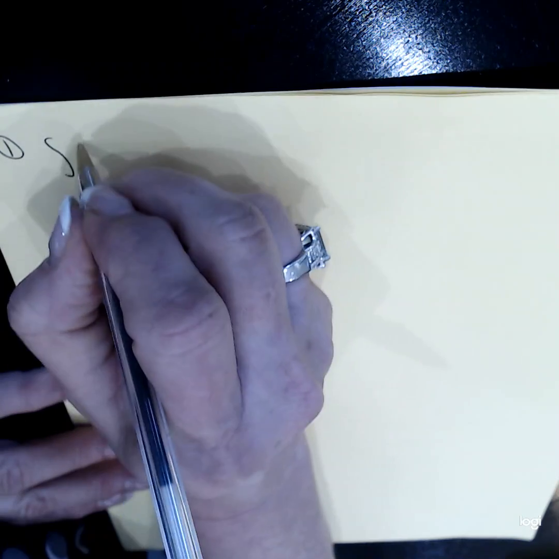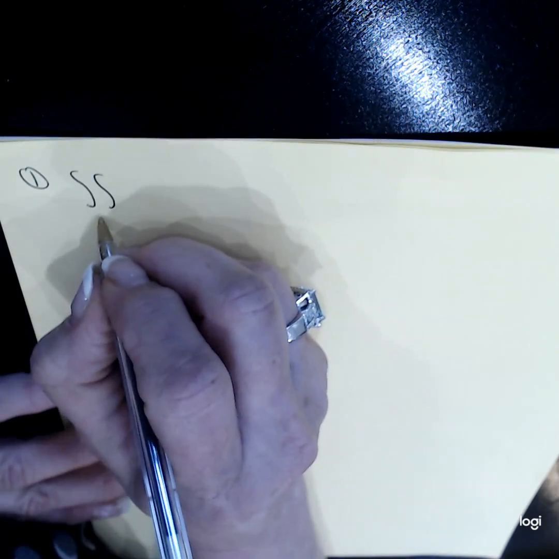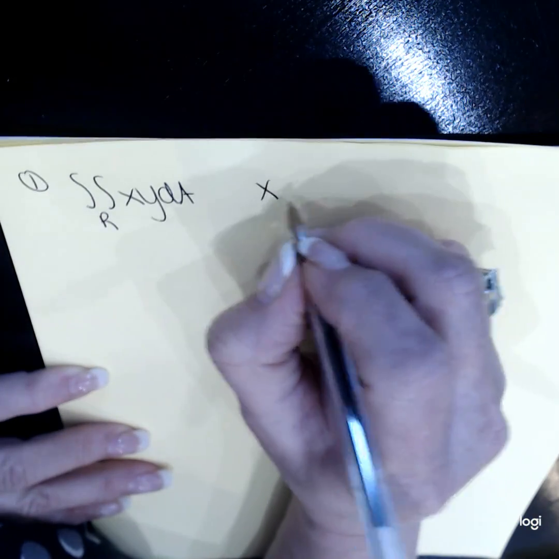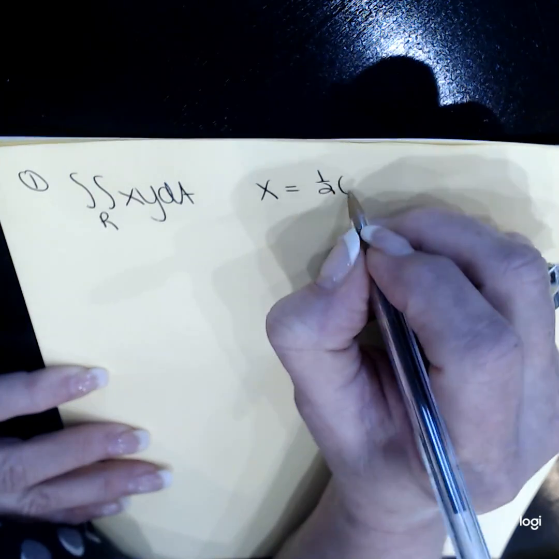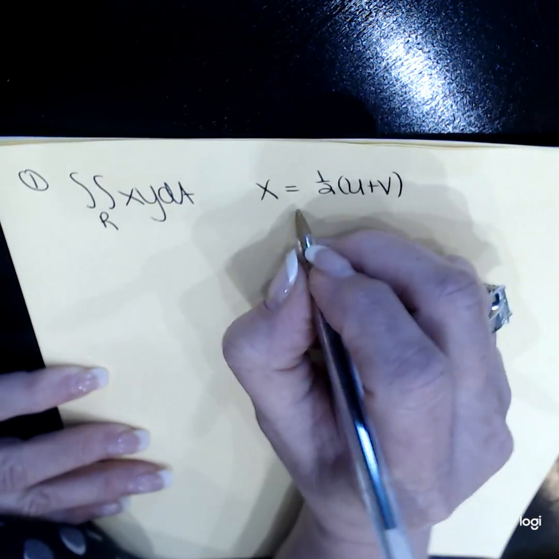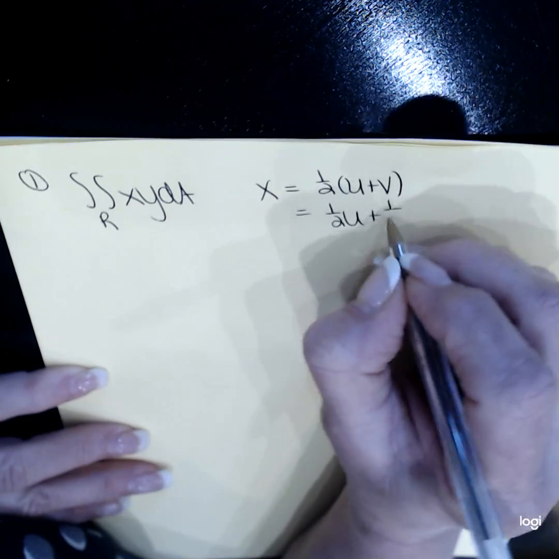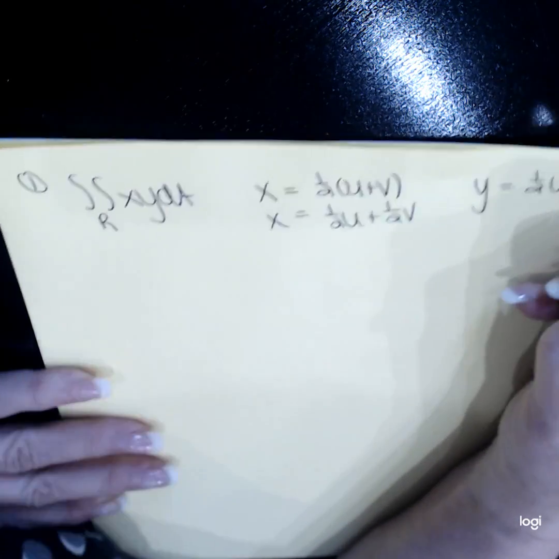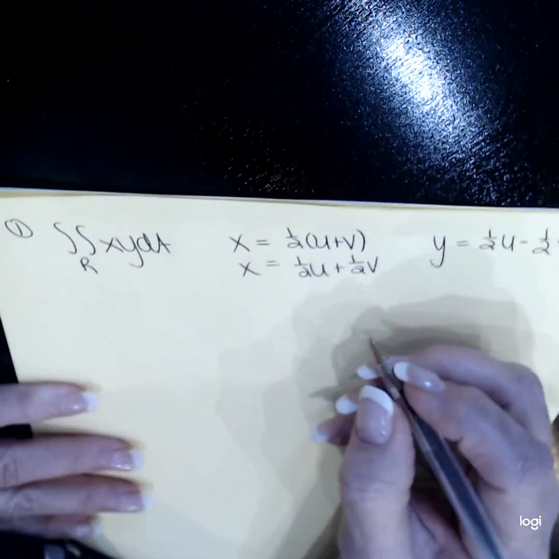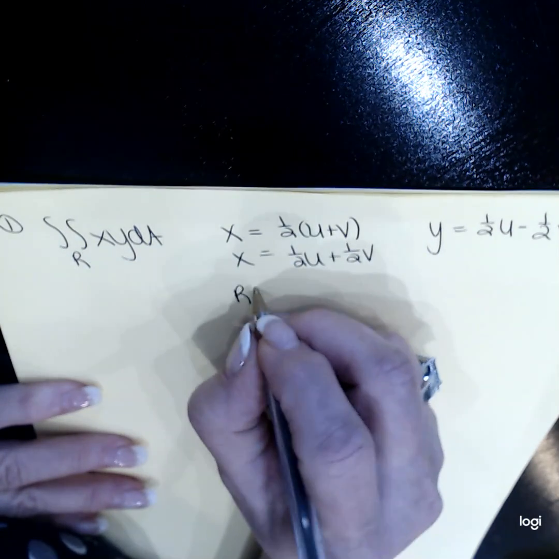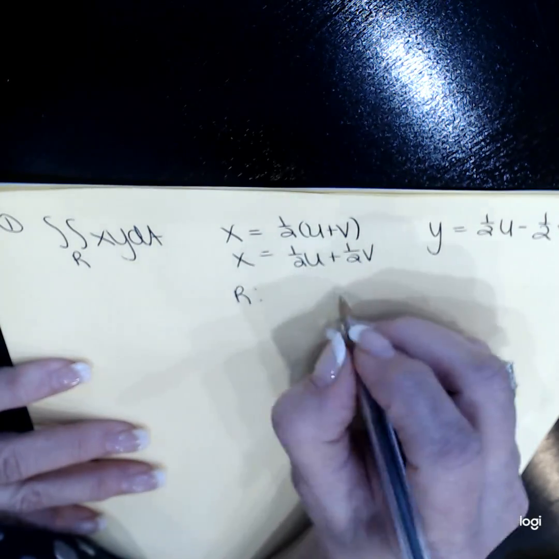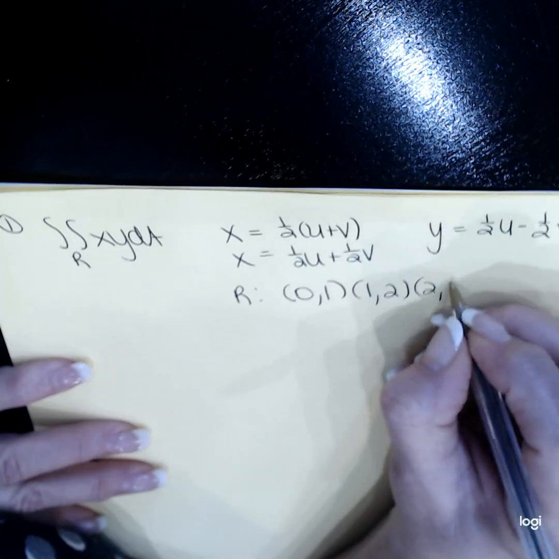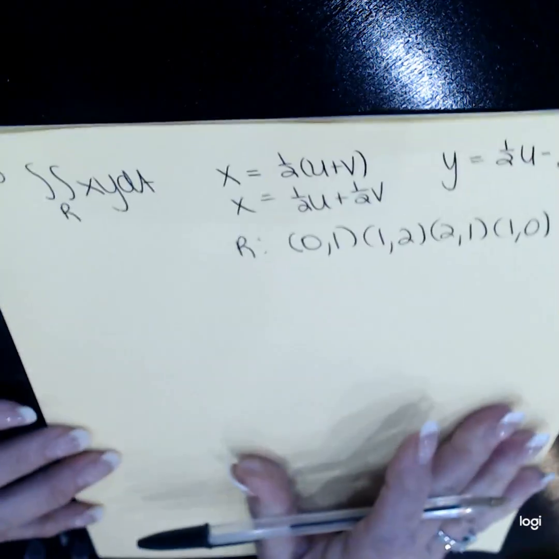On your first example, you're going to take the double integral over a bounded region R of xy dA, and use the conversion that x is equal to 1/2 (u plus v), which is the same as 1/2 u plus 1/2 v, and y is equal to 1/2 (u minus v), or 1/2 u minus 1/2 v. And R is going to be defined as the region bounded with the vertices (0, 1), (1, 2), (2, 1), and (1, 0). So let's go through the process.